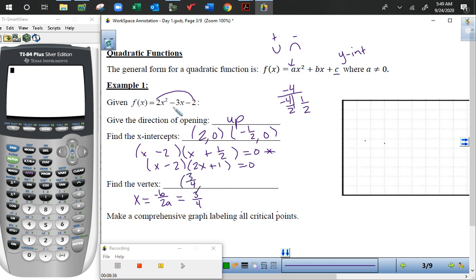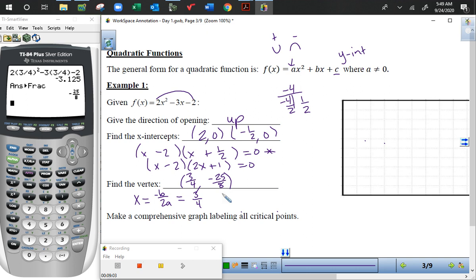And then we'll go ahead and type in this to get the y value. So 2 times 3/4 squared, and then minus 3 times 3/4, and then minus 2. Okay, I'm going to go ahead and change that to a fraction because I started with a fraction, but fractions or decimals in general are fine with me. So that's a negative 25 over 8 for my vertex.